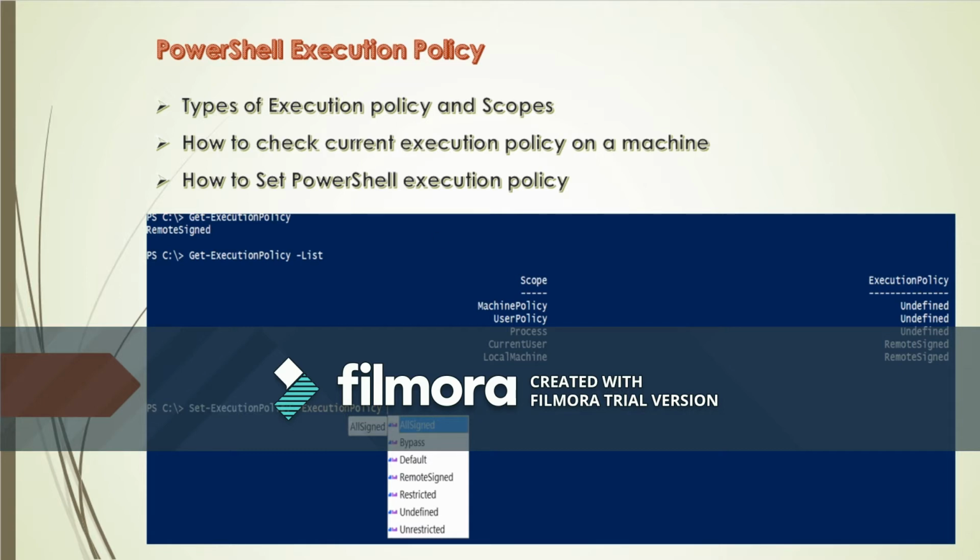These execution policies can be applied on machine policy, user policy, process, current user, and local machine. For example, for machine policy, the execution policy is set by a group policy for all the users of that computer. User policy: the execution policy is set by a group policy for the current user of the computer. In case of current user, the execution policy is set for the current user only.